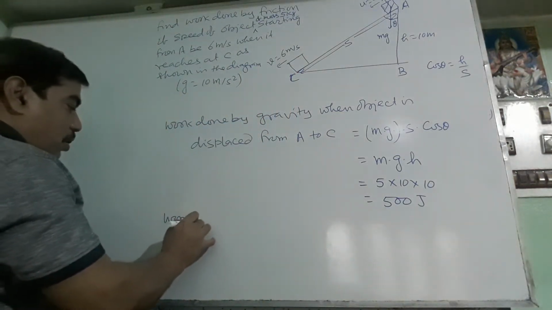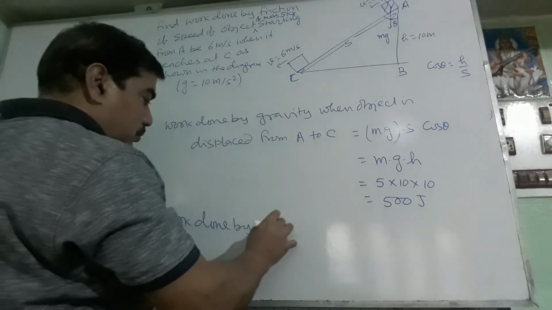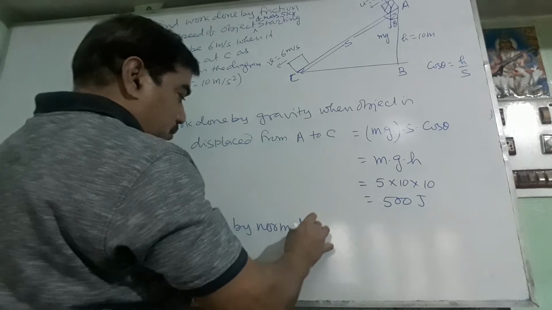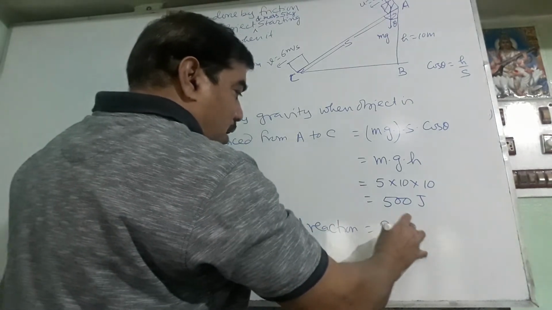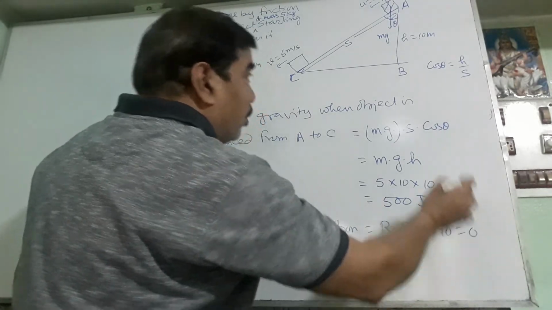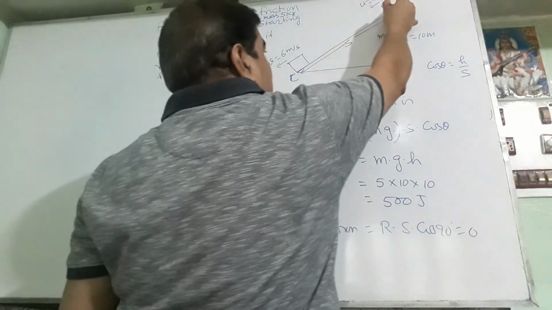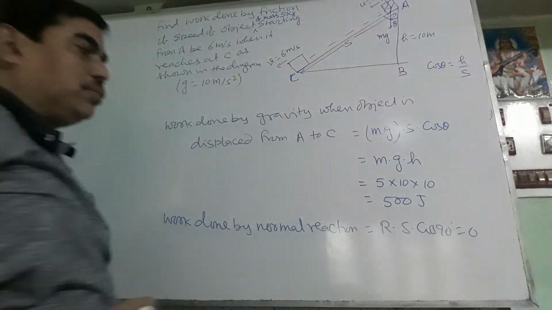Now work done by normal reaction is R into S into cos 90. So it is 0, because the normal reaction is perpendicular to the displacement. Displacement is in this direction, normal reaction is perpendicular, so it is 0.